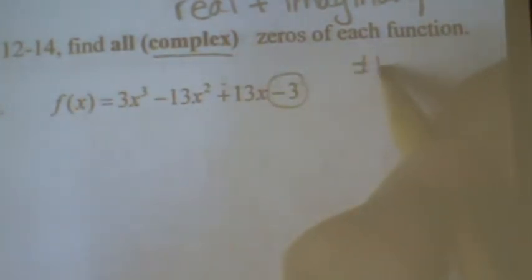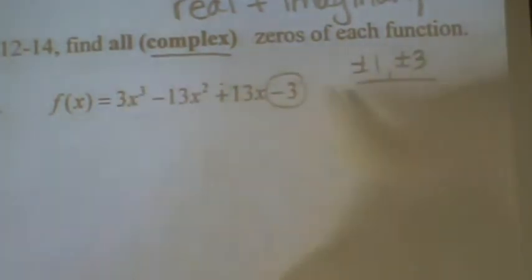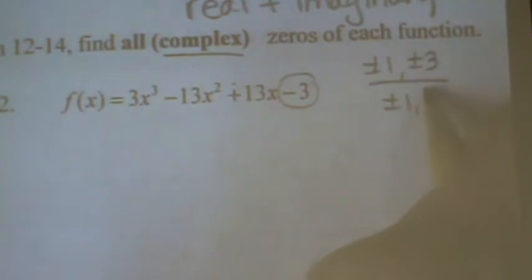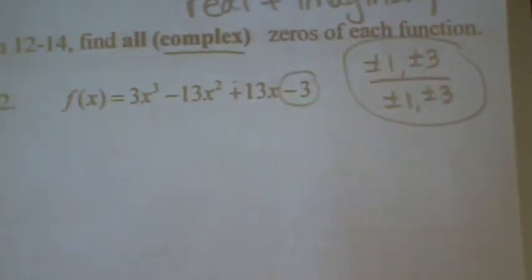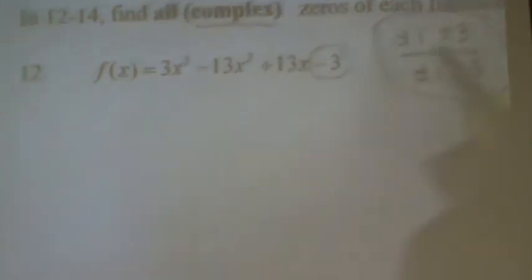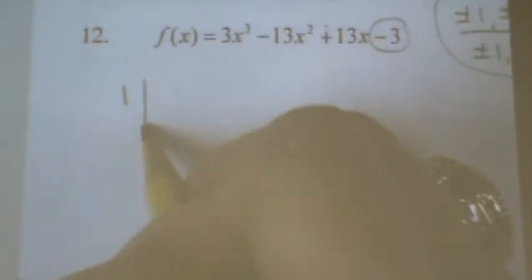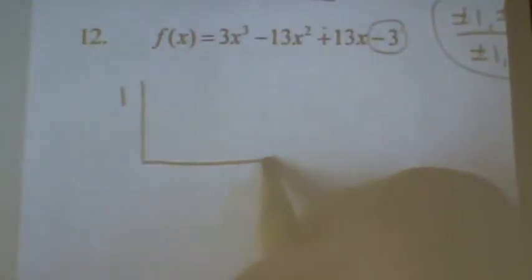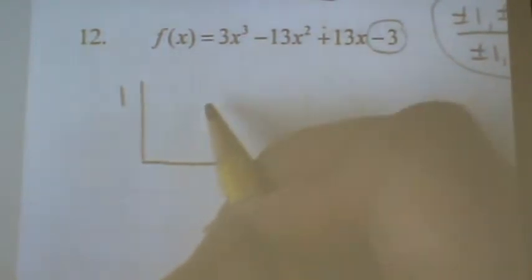So what are the factors of 3? 1 and 3 go into 3 over 1 and 3. I don't have a very big list. So I'm going to start off with 1. I always start with 1. I'm going to do synthetic division and see, as soon as I find the first one, then I'm going to end up with an x squared problem and I can do the quadratic.